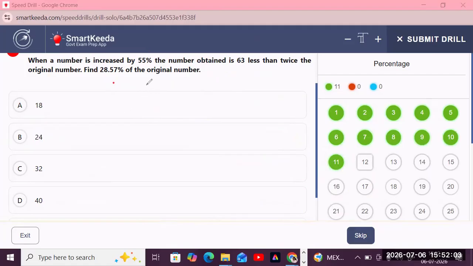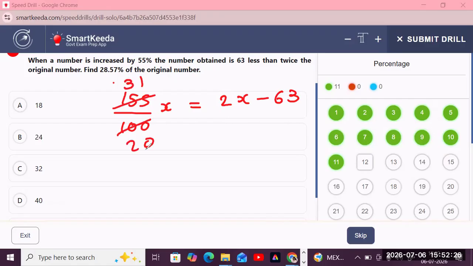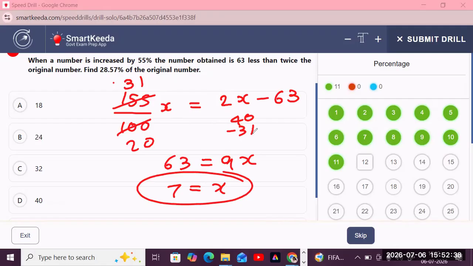When a number is increased by 55%, the number obtained is 63 less than twice the original number. ठीक है, 31 20, 40, 40 minus 31 is 9x, 63, x is equal to 7. Find the 2/7 of the original number.